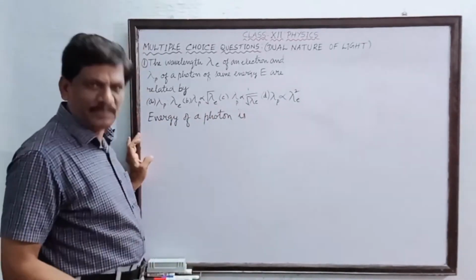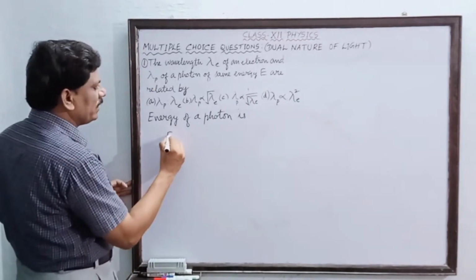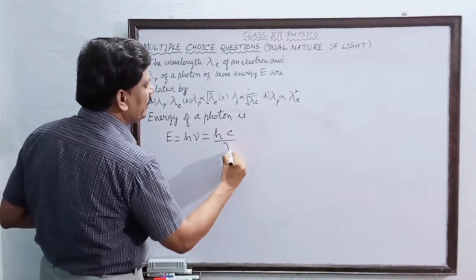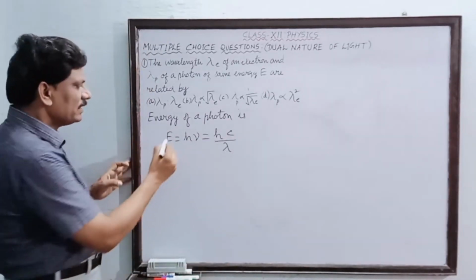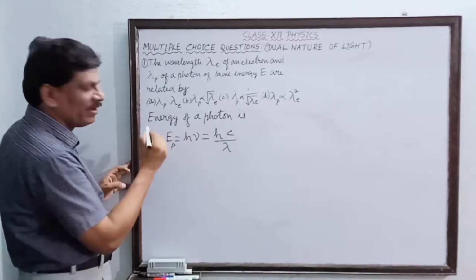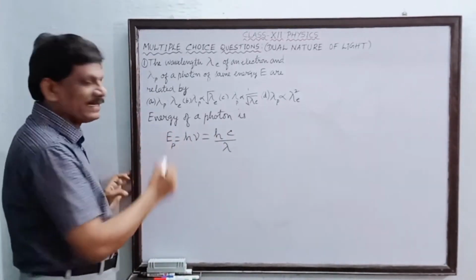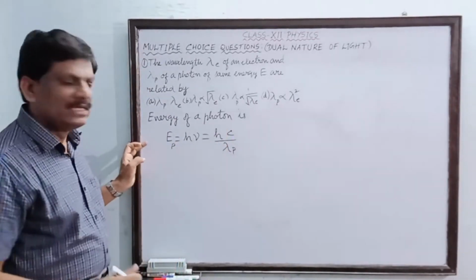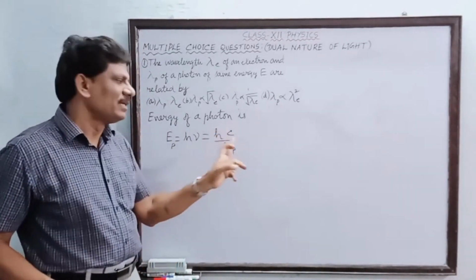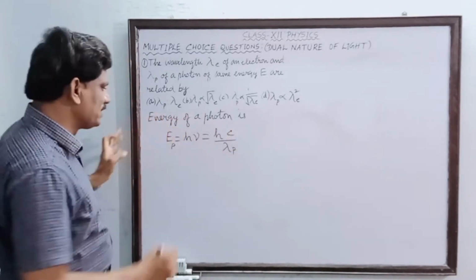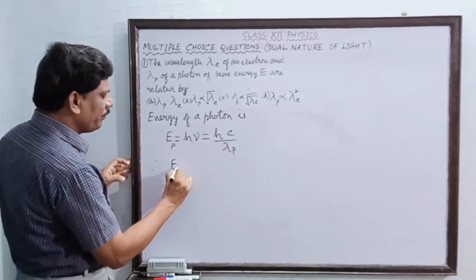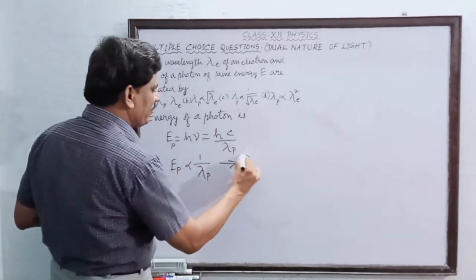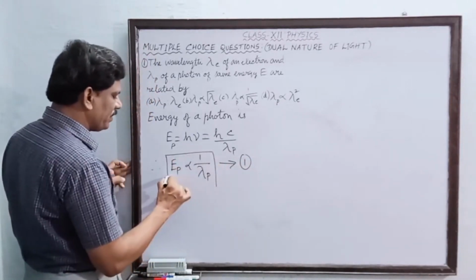Max Planck's quantum theory of light gives E is equal to h nu. So this is also equal to hc by lambda. Since this is of a photon, EP for photon. So the energy of the photon is represented by EP. The wavelength of the photon is represented by lambda p. On the right hand side, h is Planck's constant, c is the velocity of light, which is also a constant. Therefore, EP is proportional to 1 by lambda p. So this is the first expression. This is the first step.